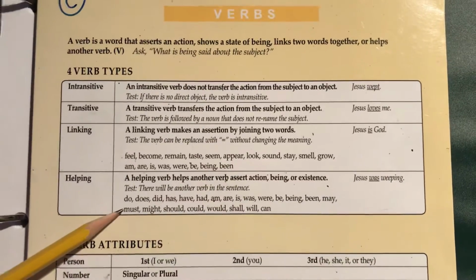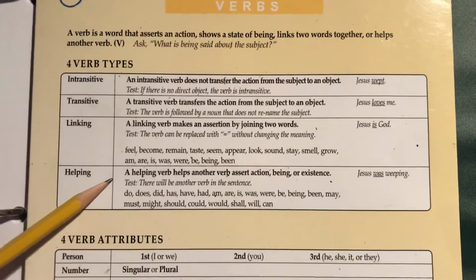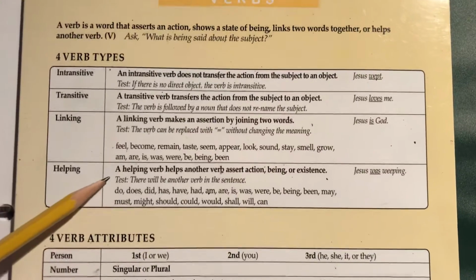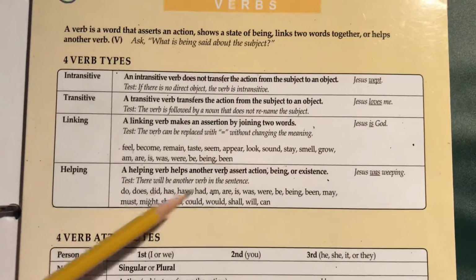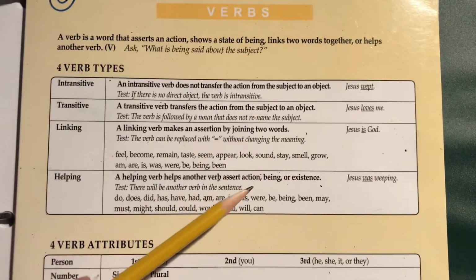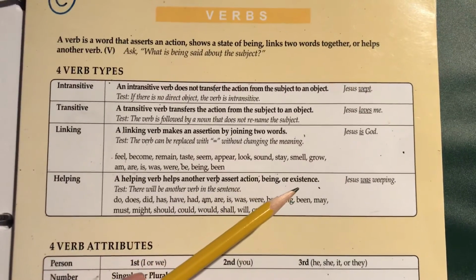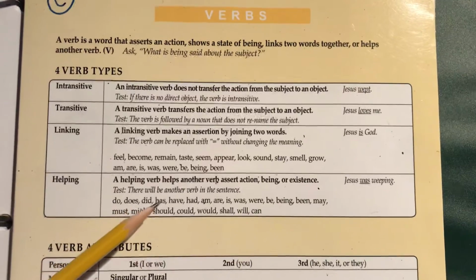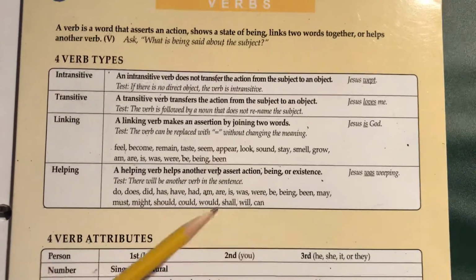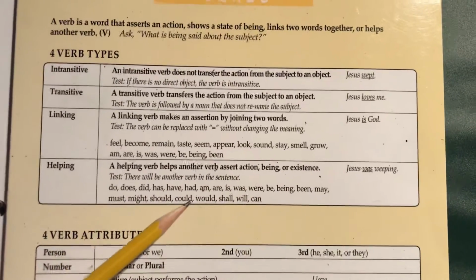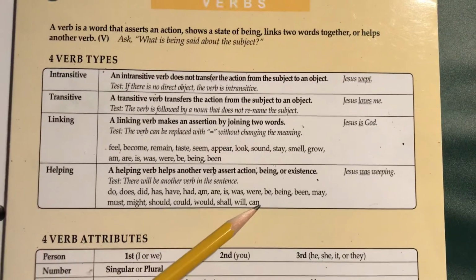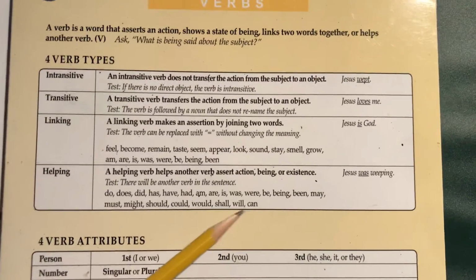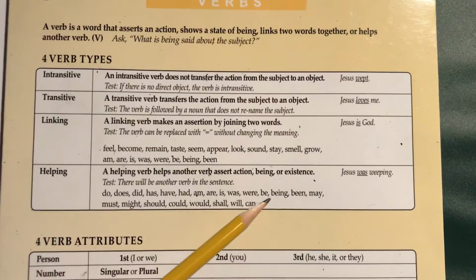That goes to the song of This Old Man, like this. A helping verb helps another verb assert action, being, or existence. Helping verbs make a lot of sense. The helping verbs are do, does, did, has, have, had. May, must, might, should, could, would, shall, will, and can. I know helping verbs like the back of my hand. Plus am, are, is, was, were, be, being, been.